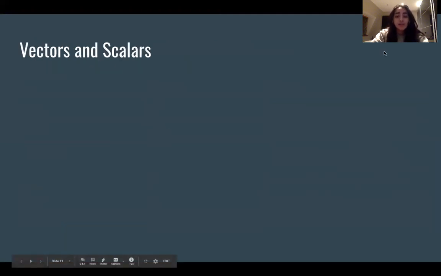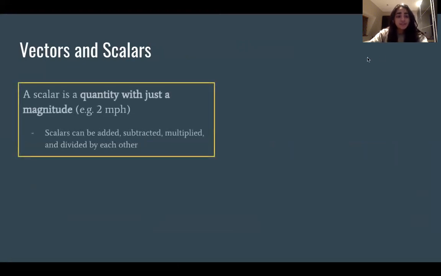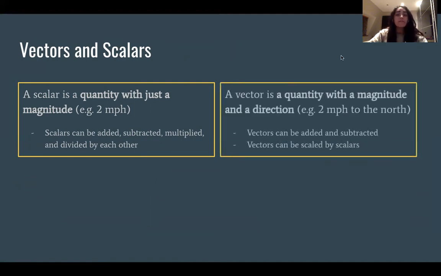Now we're going to go more in depth on what vectors and scalars are. A scalar is a quantity which just has magnitude. That's like saying 2 meters per hour. This can be added, subtracted, multiplied and divided by each other because they're basically just constants. A vector is a scalar, but it also has a direction. That's like saying 2 meters per hour to the north. That is a sense of direction. And a lot of times in physics, we do this by giving a positive or a negative sign.